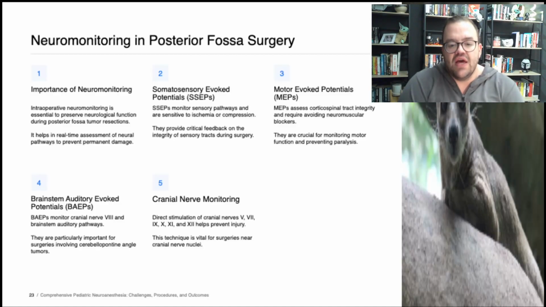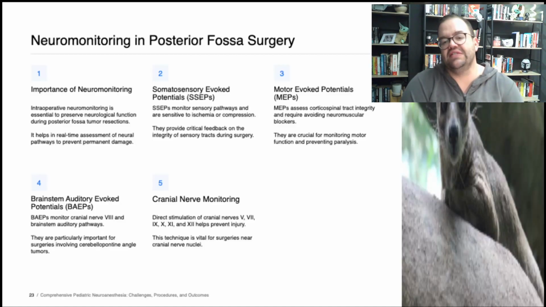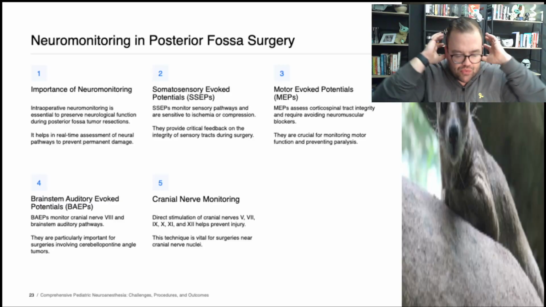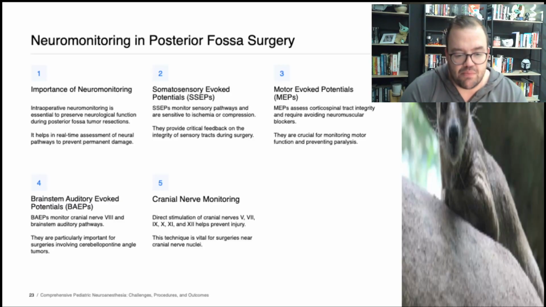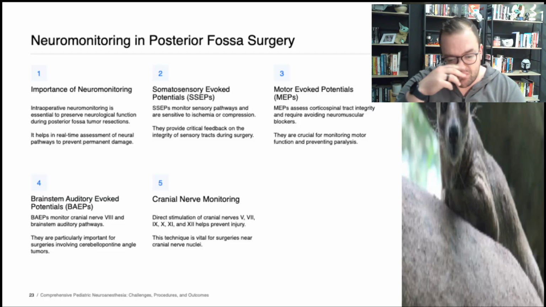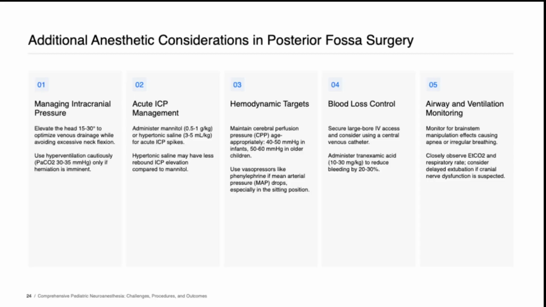You then get specific brainstem monitoring. The first one is brainstem auditory evoked potentials, which is, as it says, auditory. So a stimulus is applied to the ear and the response is measured in the brainstem. And then we can do direct cranial nerve monitoring. Remember, from a practical point of view, that if you are going to be doing this neuromonitoring, you have to run a total intravenous anesthetic, TCI, with propofol and no muscle relaxant.